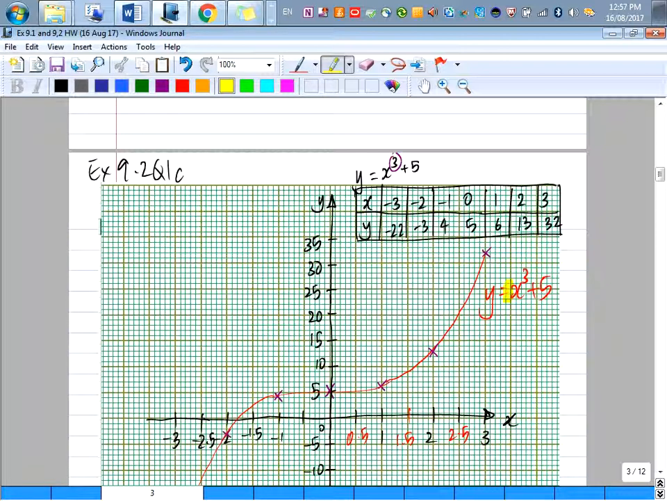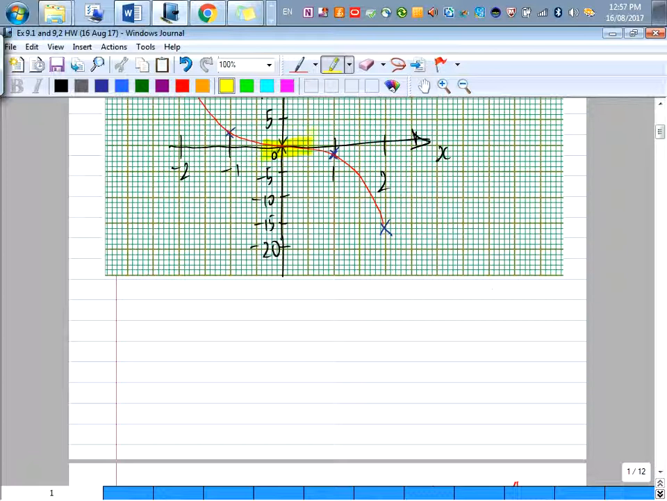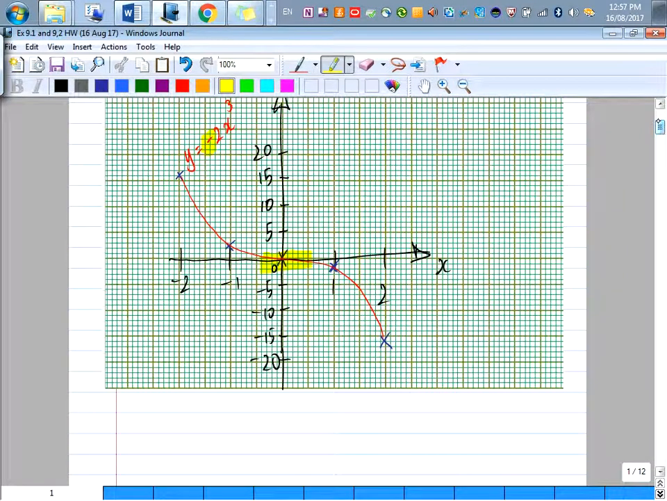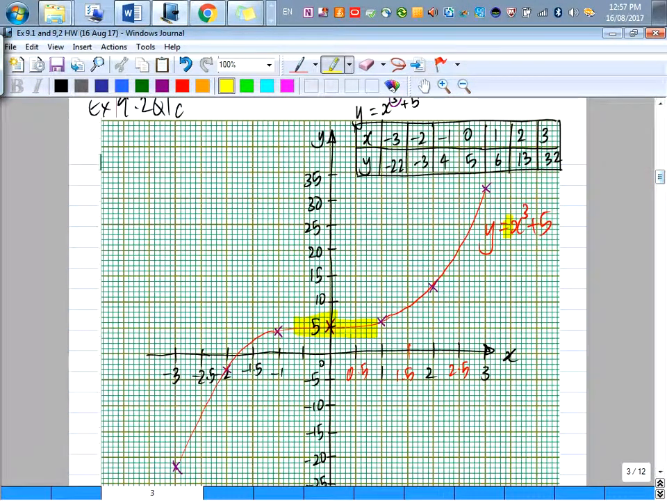What else do you notice about the flat region? Over here and over here, these two flat regions. One is higher than the other, right? This one is at y equals 0, whereas over here, what is it? Y equals 5. You know why?